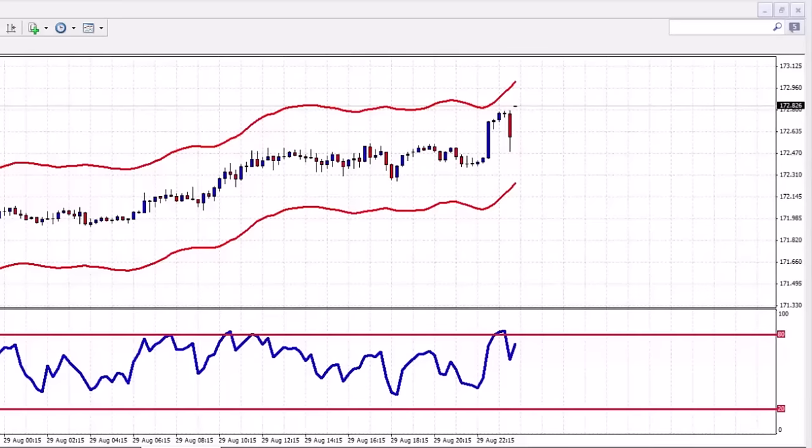Today, I'm going to be showing you how the double in a day system works together with the envelope and RSI systems. And that is the intention. I just want to show you how they work.